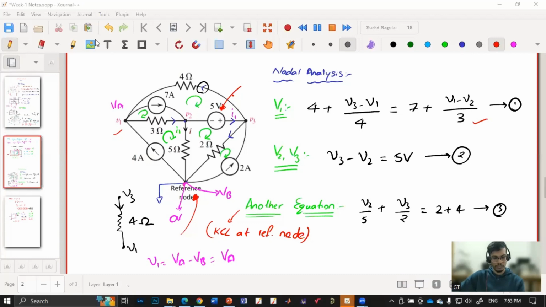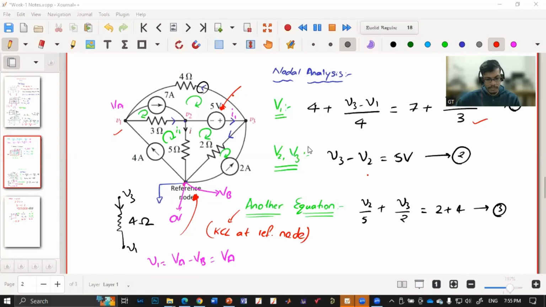Hello. Tell me. Here we have taken V2, V3, and the current directions. Yes, we can assume any arbitrary current directions. No, it doesn't mean that. We are free to choose any direction.